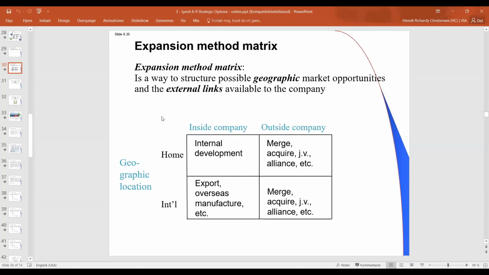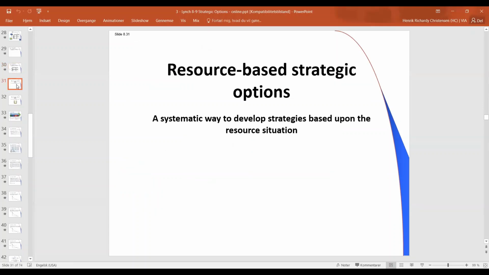So the expansion method matrix is merely about understanding how to do things and is not really options, but you could talk about them as options for expansion. Okay. So these were the environmental options. And remember, we based our decisions, the options, on our external environmental analysis.